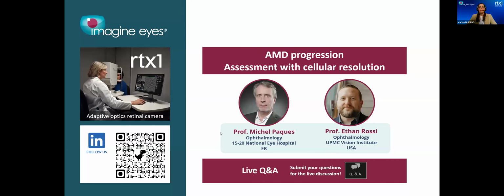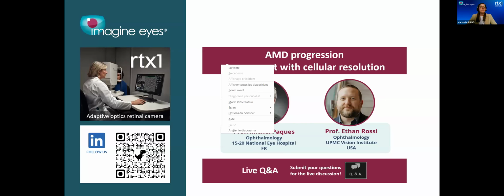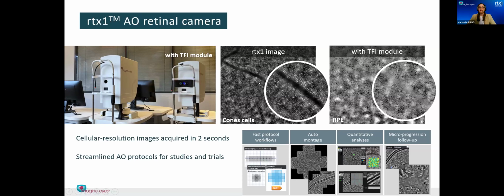Very briefly, from healthy retinas, from healthy subjects, with the RTX-1 you can observe down to the level of single cone cells, and you can also quantify those cells. And with the TFI module, which is a new add-on that we recently added to the product, it is also possible to have cellular views of the RPE layer.